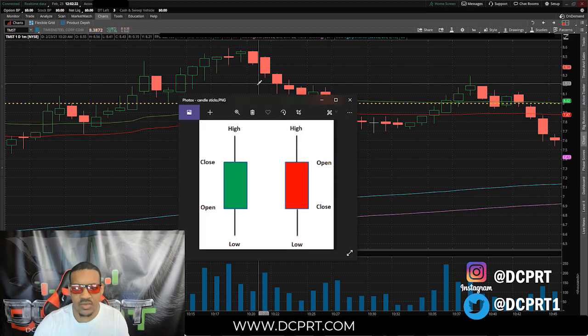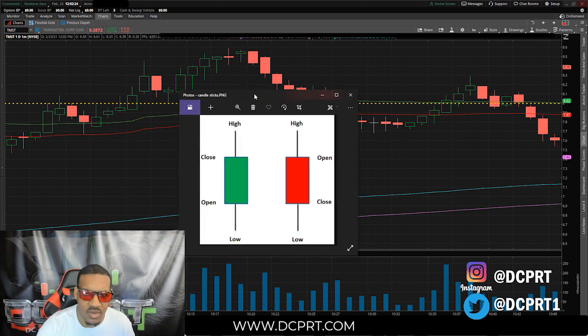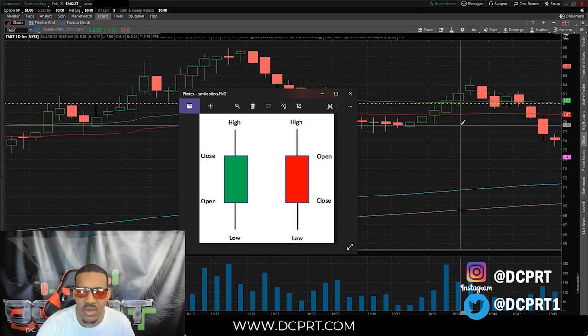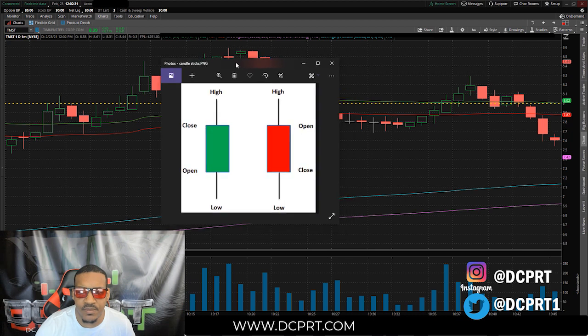So this is just the basics right here. I'm gonna get more detailed with it on the real chart. The markets are open right now, but this is the explanation behind the candlestick.